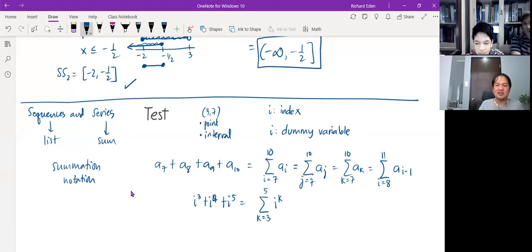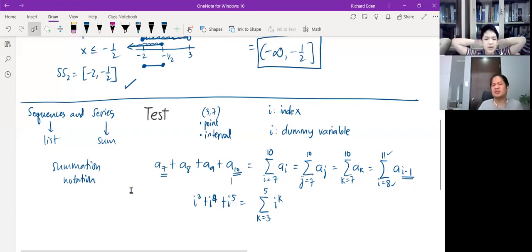All right, because if i is 8, then i minus 1 will give us 7, which is the first subscript. And then if i is equal to 11, then the subscript i minus 1 will be 10, consistent with the last subscript we are seeing here. All right. So sometimes some of my students get confused with, yes, you were asking?